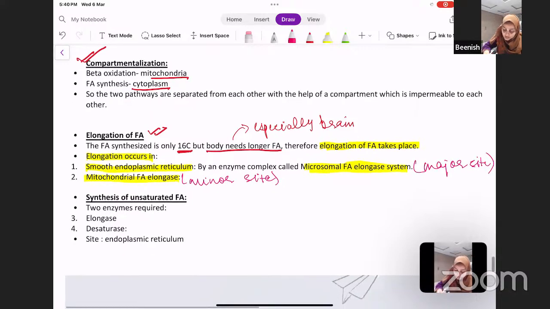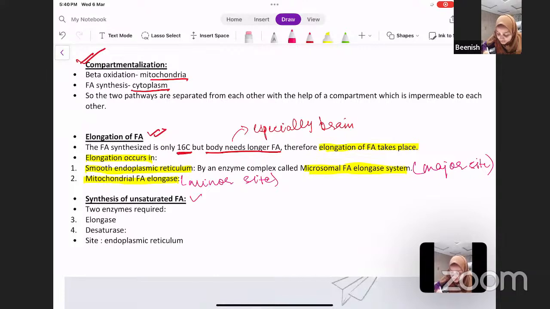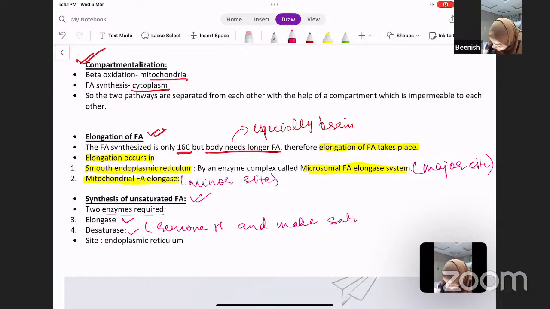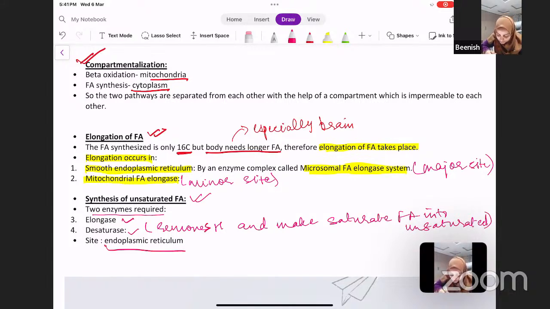Okay. A synthesis of unsaturated fatty acid. This takes place with the help of two enzymes, elongase and desaturase. Okay, so your desaturase removes hydrogen and makes saturated fatty acid into unsaturated. Okay. And the site is endoplasmic reticulum.